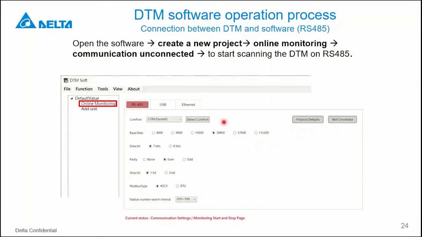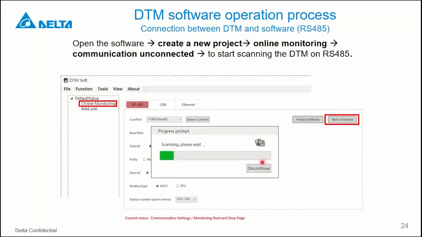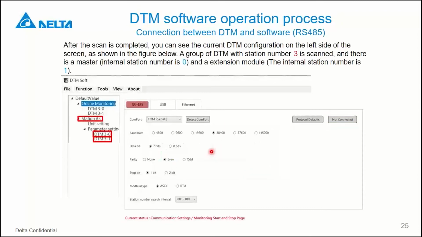Start to scan the DTM. The system will be scanning. Once the scan is successful, you will see some more information pop up. You can see the current DTM configuration on the left side of the screen, as shown in the figure below here. There's a group of DTM with station number 3.